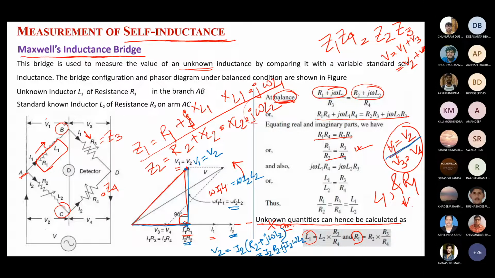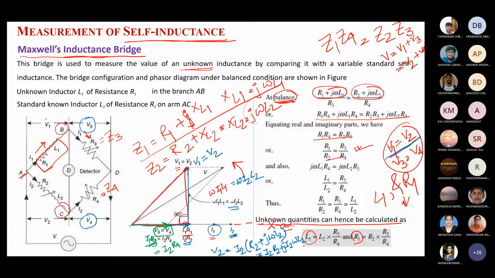Now you need to find V4 and V3. V3 equals I1 into R3, so it will be in phase with your I1. This is your I1. In the case of V3 and V4, they will be in phase. Up to this point you are considering I1 R3. This drop I1 R3 equals I2 R4, because V3 equals V4. So that point is coming.